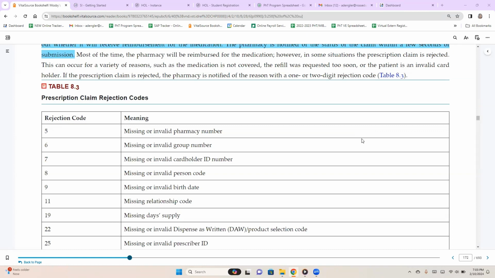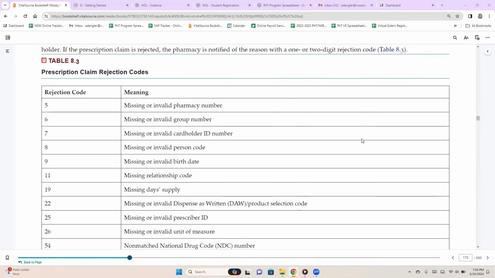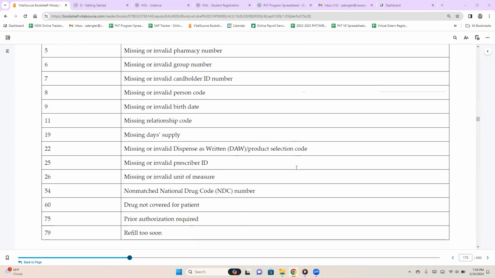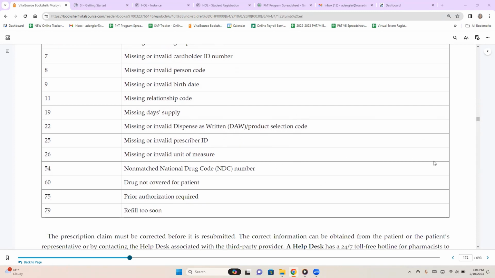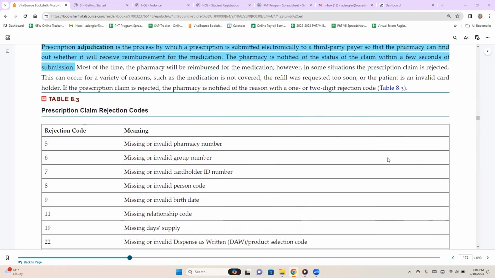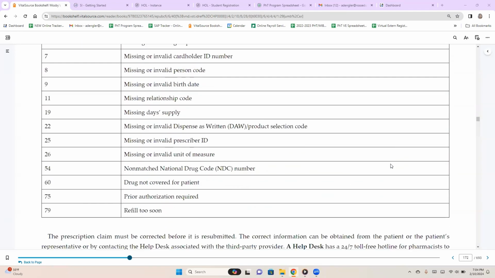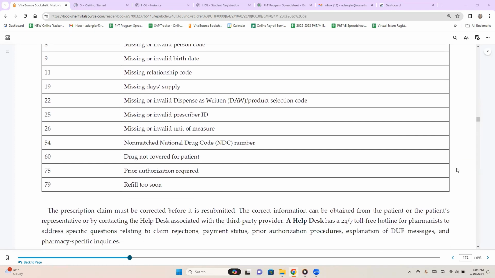Table 8.3 lists some of the prescription claim rejection codes. So some of the common ones are missing or invalid pharmacy number, missing or invalid group number. So this stuff could be missing from the ID number from the card that you entered. So missing from what you've entered. Missing day supply, missing or invalid dispense as written product selection code. So when you're using these codes up here, if you're not using them correctly, it will usually reject.